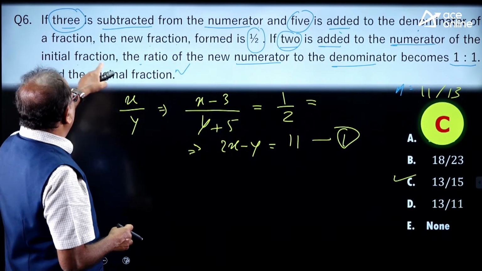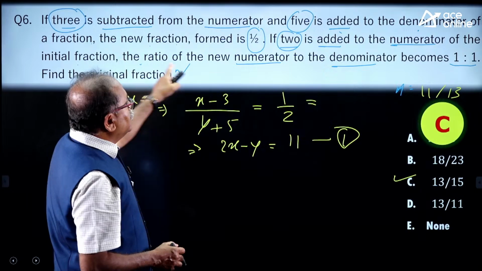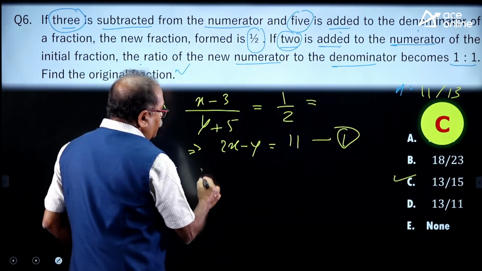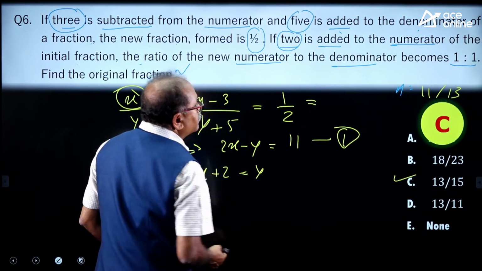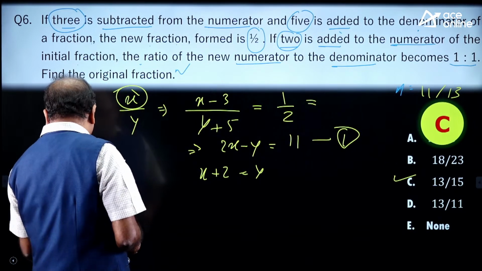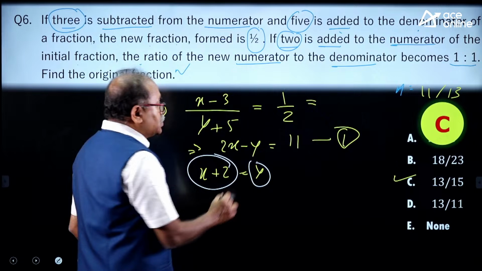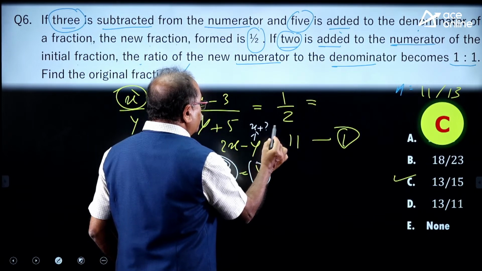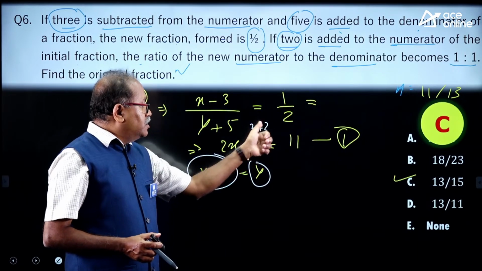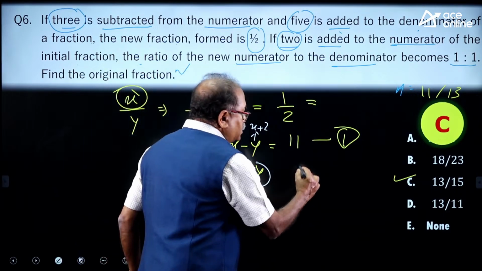Another piece of information we have: if 2 is added to the numerator, then the numerator and denominator will be the same. So x plus 2 is equal to y. You are asked to find the initial fraction. Now I replace y by x plus 2. Then 2x minus x is x, and minus 2 goes to the other side and becomes 13. So x is equal to 13.